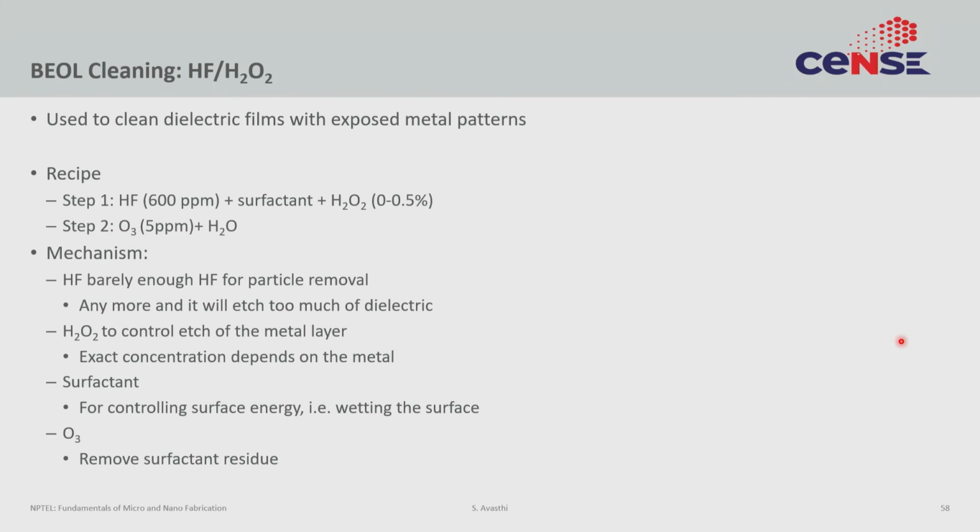The mechanism is very similar to what we have already seen. HF is used just to etch that dielectric a little bit. Not too much, just a thin film. H2O2 is there to control the etch of the metal layer, because if there is any metal it will start etching, so you can just oxidize it. Exact concentration depends really on the metal and details. Surfactant is there to just tune the surface energy. So, very similarly to how detergent is used to tune the surface energy while cleaning cloth, you add surfactants in cleaning liquids to control the surface energy while cleaning wafers. And finally, ozone to remove the surfactant, because the surfactant forms a monolayer and that ultimately must be removed towards the end. So, that is where the ozone comes in.